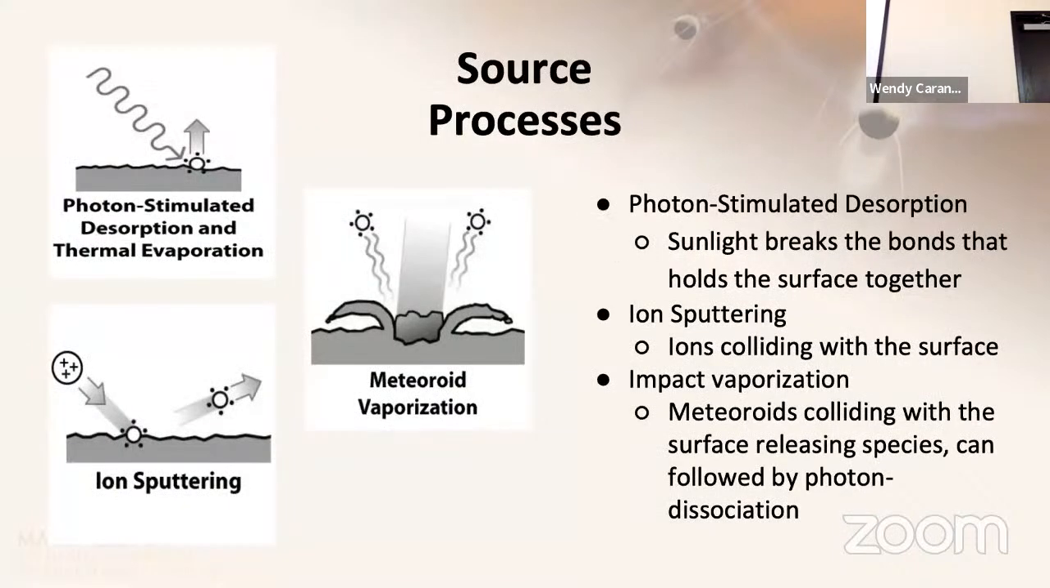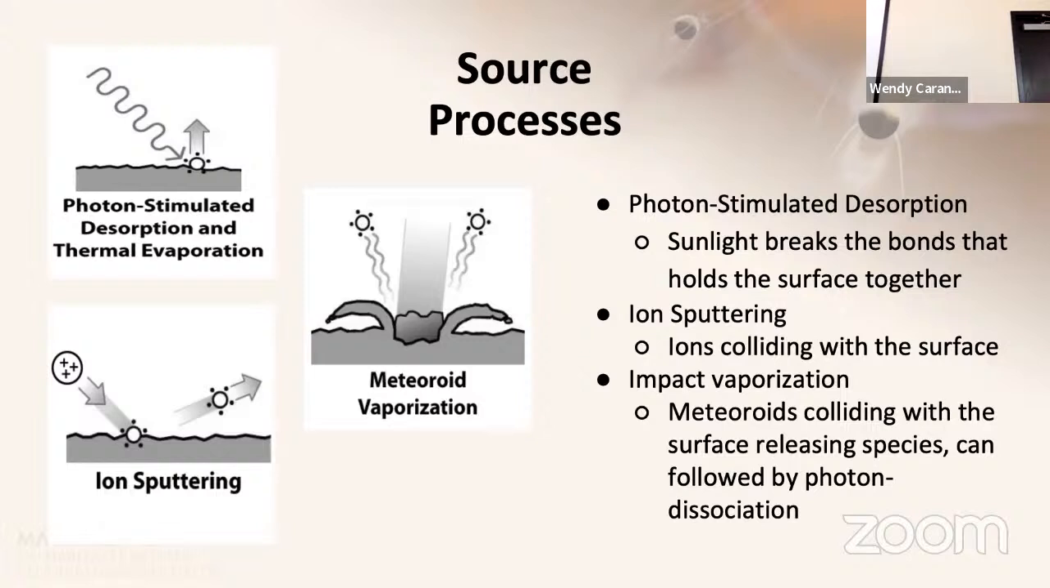I keep mentioning these source processes on Mercury, and well, I referred to them before as atmospheric loss processes, but for Mercury, they're source processes. They're what create the exosphere and maintain it. They are photon stimulated absorption, ion sputtering, and impact vaporization.